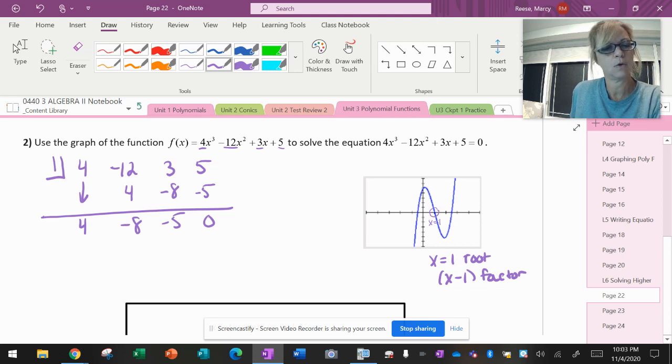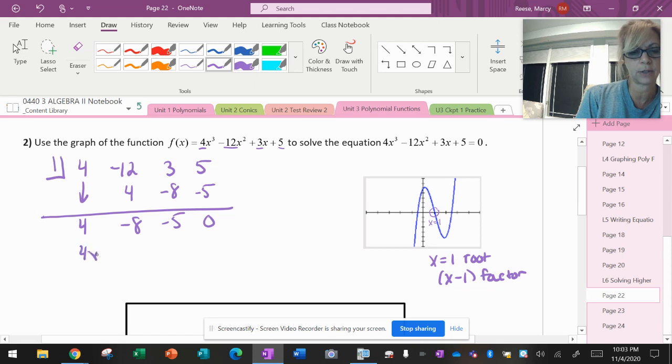Okay, so we are now down to 4x squared minus 8x minus 5.